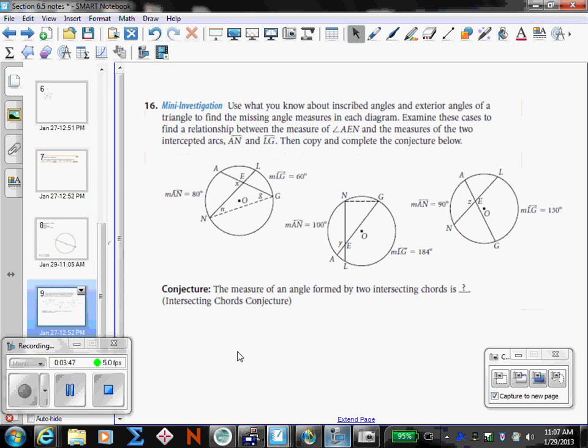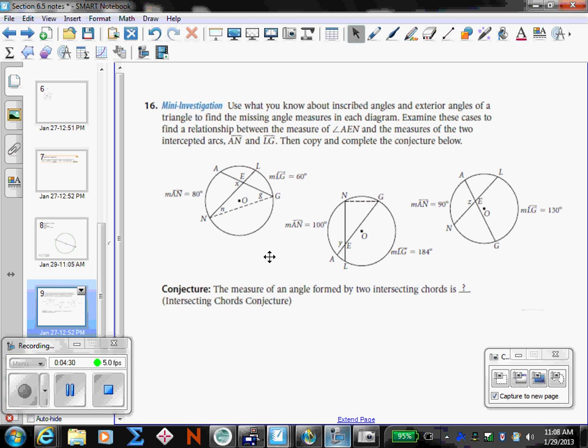Okay, the second conjecture that we're going to do today has to do with two intersecting chords. So here's your mini investigation. Use what you know about inscribed angles and exterior angles of a triangle to help find the missing angle measures in each diagram. Examine these cases to find relationships between the measure of angle AEN and the measures of two intercepted arcs, arc AN and arc LG. So if we're looking at this, we're looking at angle AEN where the X is. Look at its intercepted arc. Look at the other intercepted arc.